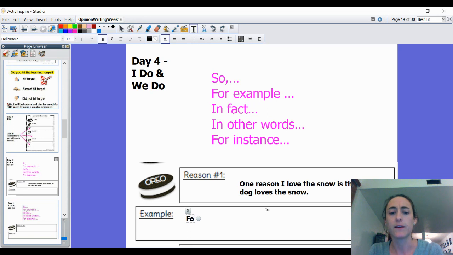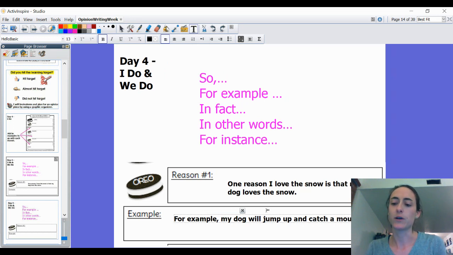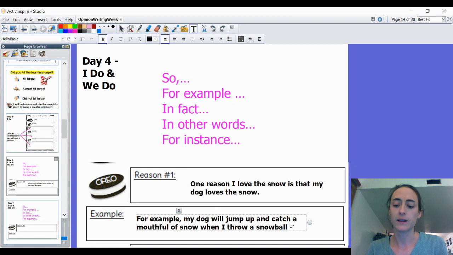So I can start with, which one of these starters do I want? For example, I always like that one. My dog will jump up and catch a mouthful of snow when I throw a snowball. Awesome. I'm going to look back. That matches my reason. I'm good to go to my next reason.